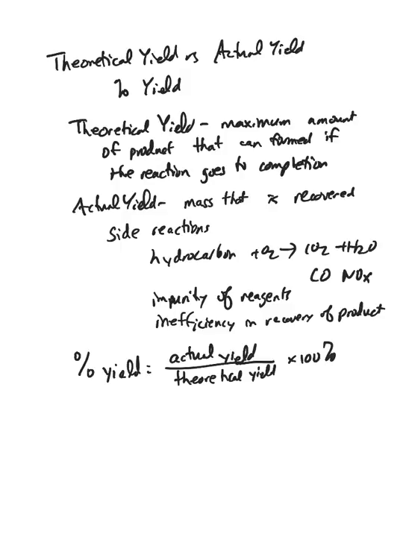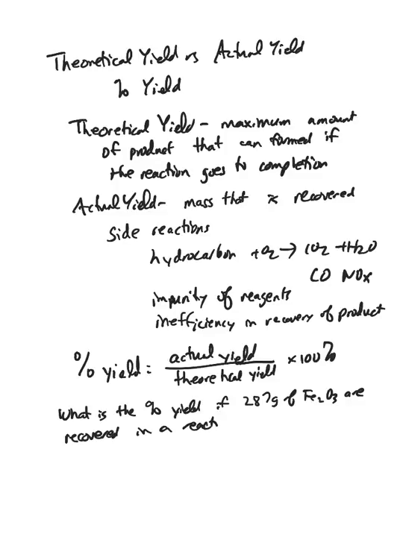If you wanted to do a simple example, what is the percent yield if 287 grams of iron(II) oxide are recovered in a reaction whose theoretical yield was 301 grams?